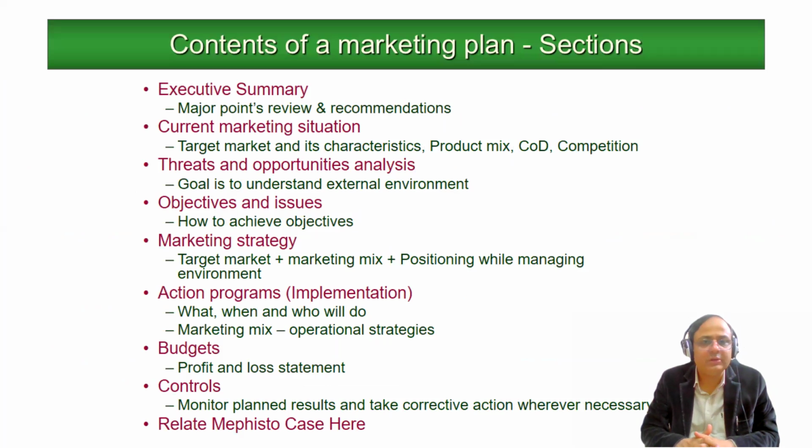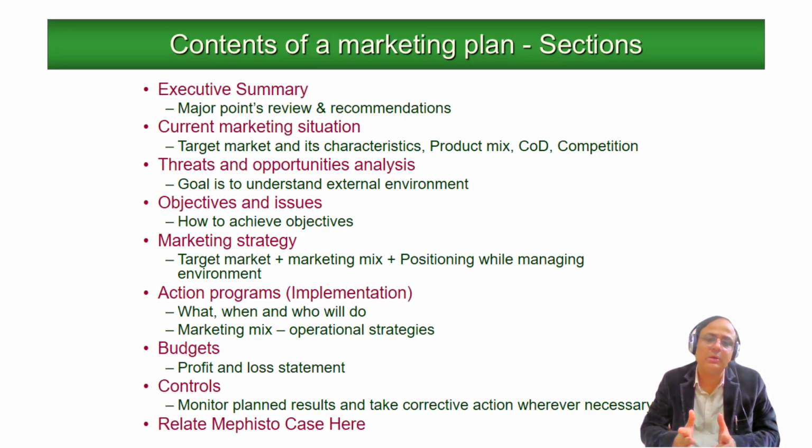First of all, we start with the executive summary in which we cover the major points and the kind of recommendations we have given, followed by the current marketing situation. We describe the STPD, that is segmentation, target market, positioning and differentiation, followed by the product, price, place, and promotion mix. We do a SWOT analysis of the organization. We make objectives as per the analysis done by the top authorities and then try to find out the issues. Based upon the objectives and issues, we come up with the strategy.